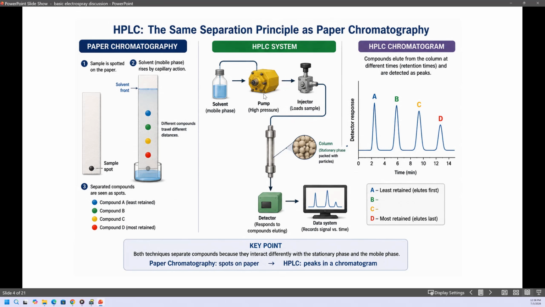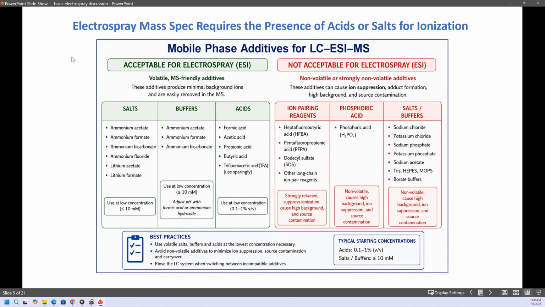You have a solvent, you have a pump in this case to push the solvent through a column. You inject the sample on the injector onto the head of the column. And then you have a stationary phase that interacts with your compound, and then the detector responds to things as they elute from the column. And the data system records the signal versus time. In this case, the detector will not be a UV-visible detector, but instead we'll have a mass spectrometer, and the compounds will elute from the column, so you'll get the separation, with A being least retained and D the most retained.